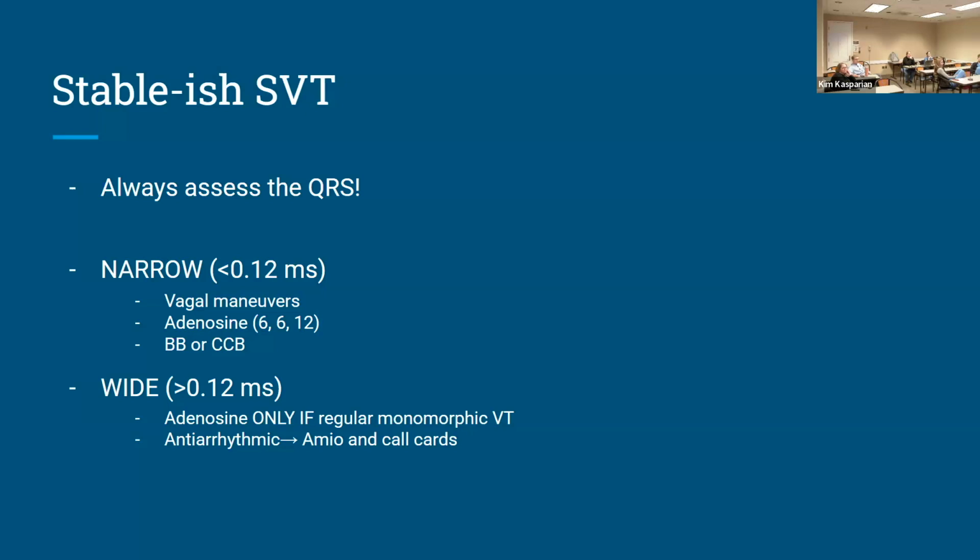And then antiarrhythmic: if it's wide, you can always give amio, and there's no harm, no foul, because amio will treat AFib with RVR, it will treat VTAC, it will treat everything. So amio's your friend, 150 bolus, call cards. Questions on that? I feel like that was not a well put together slide.